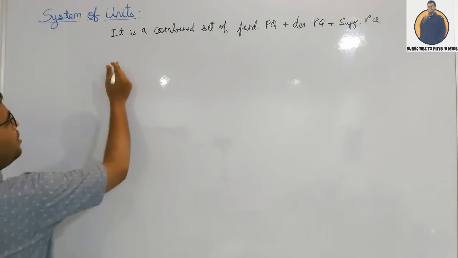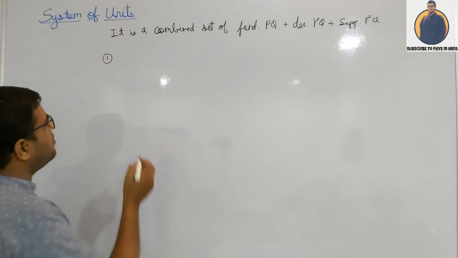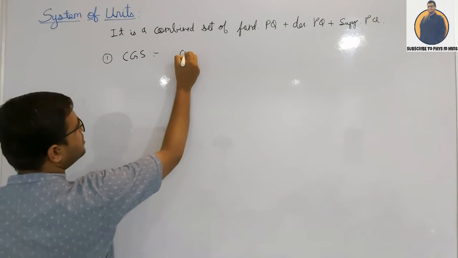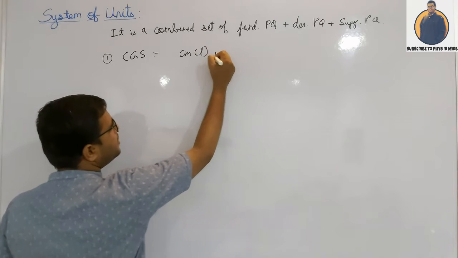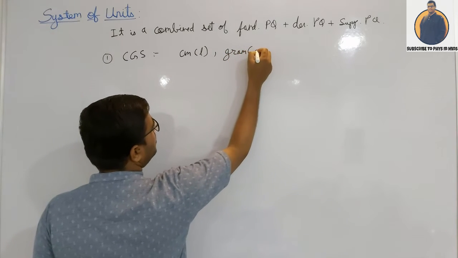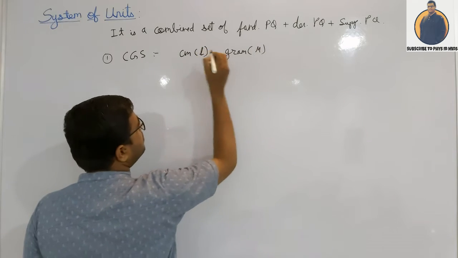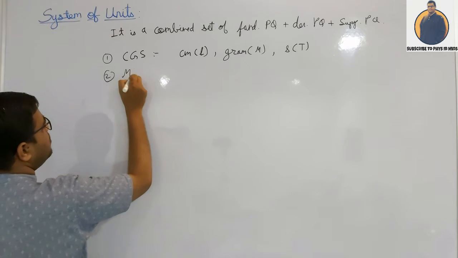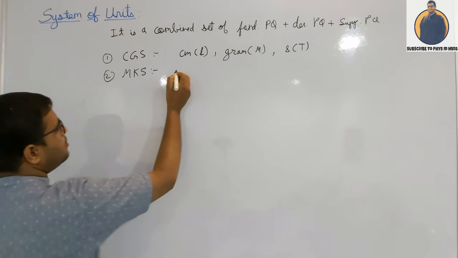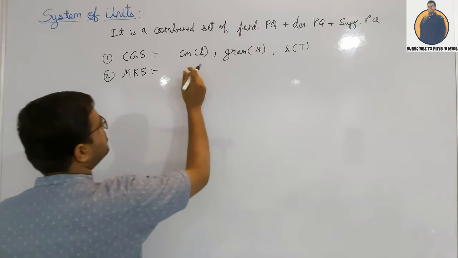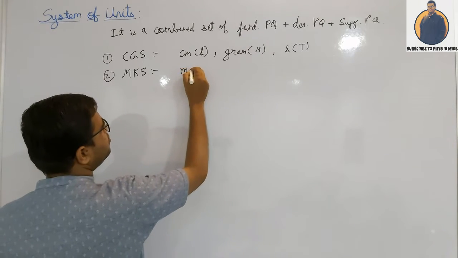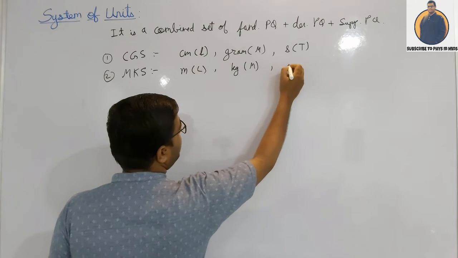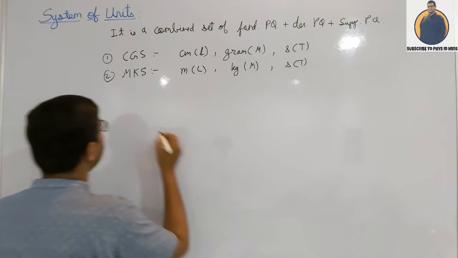So we now know that there are several systems of units. The very first one is the CGS system of units, in which we use centimeter as the fundamental unit of length, gram as the fundamental unit of mass, and second as the fundamental unit of time. There is one more system which also has three fundamental units, which is the MKS system. Here we use meter for length, kilogram for mass, and second for time.